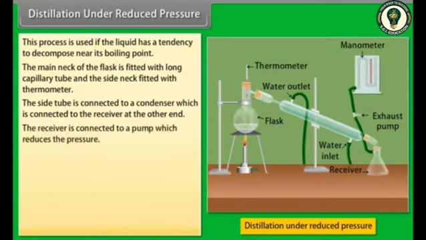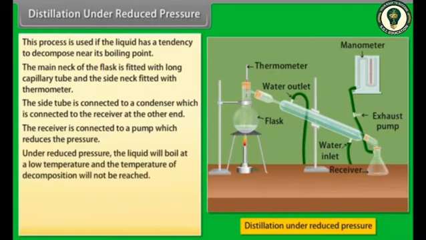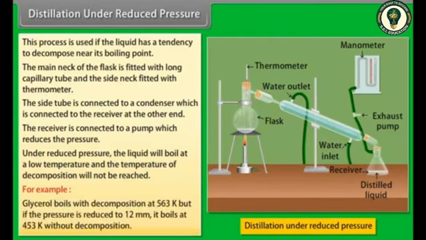The receiver is connected to a pump which reduces the pressure. Under reduced pressure, the liquid will boil at a low temperature and the temperature of decomposition will not be reached. For example, glycerol boils with decomposition at 563 Kelvin, but if the pressure is reduced to 12 millimeters, it boils at 453 Kelvin without decomposition.